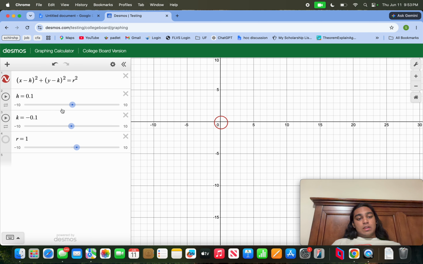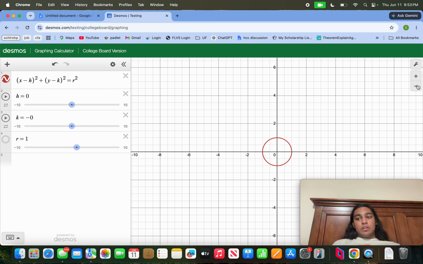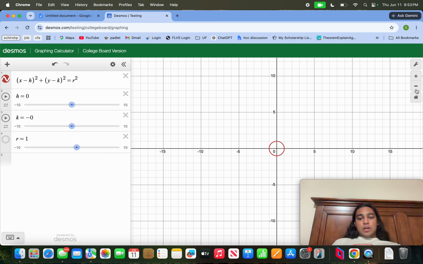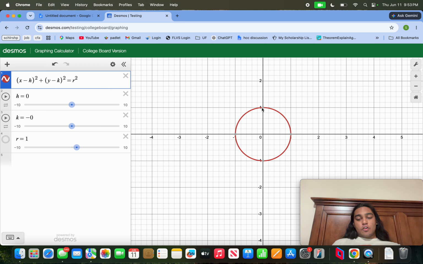Okay, great. I'm going to set this to 0 and set this to 0, just so we are centered. And our r value, our radius, right now it's set to 1. So that means that the distance between the farthest point and the midpoint is just 1. That also means that the distance from the topmost point to the bottommost point is 2, because we're going to go 1 and then another 1.